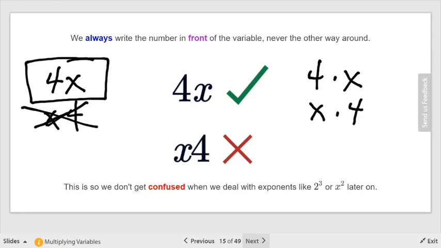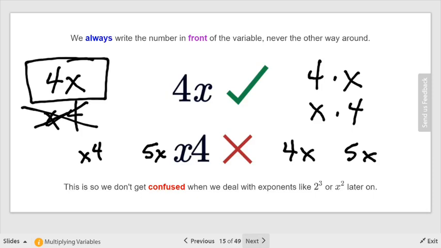One of the reasons we do that is because later we're going to have things where we have 4x and 5x, etc. in the same problem. Well, if one of them was x4 and the other was 5x, and you could just put it anywhere you wanted to, you might not recognize that they mean similar items. Okay? So always write the number when?